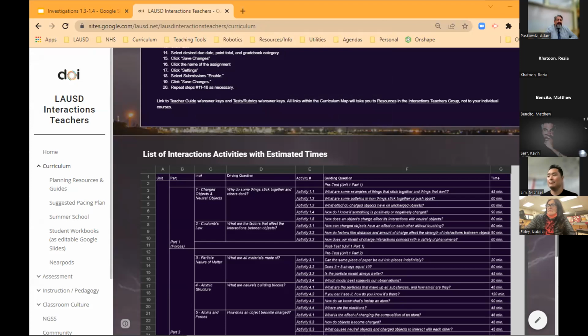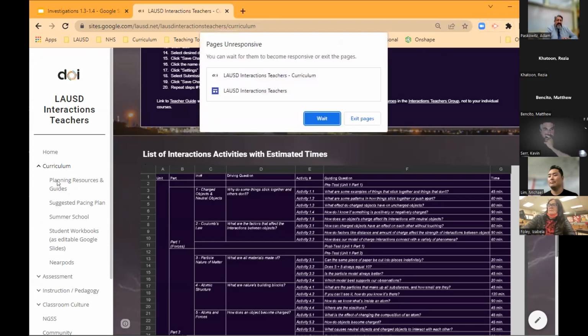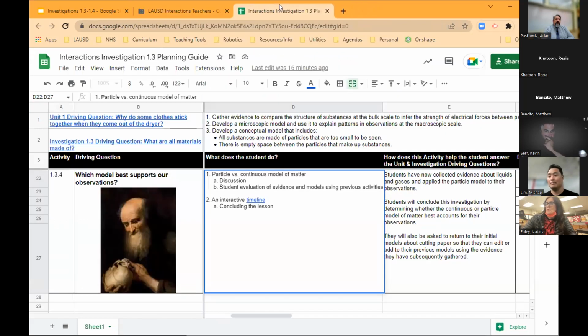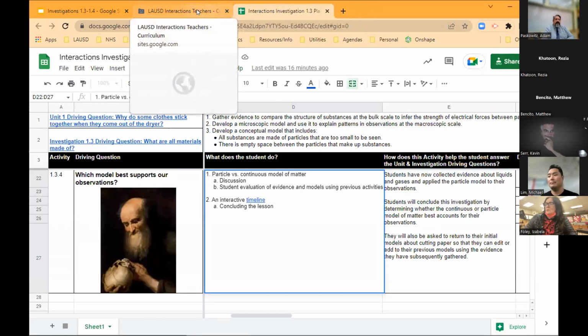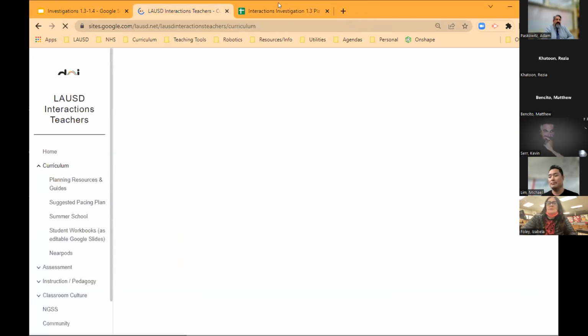But go ahead and click on the planning resources and guides link under curriculum, and that will show you a page with all of the investigations laid out. And I'm sorry, like I said, my browser is freezing out. There we go. Let's see if I can get it to reload.